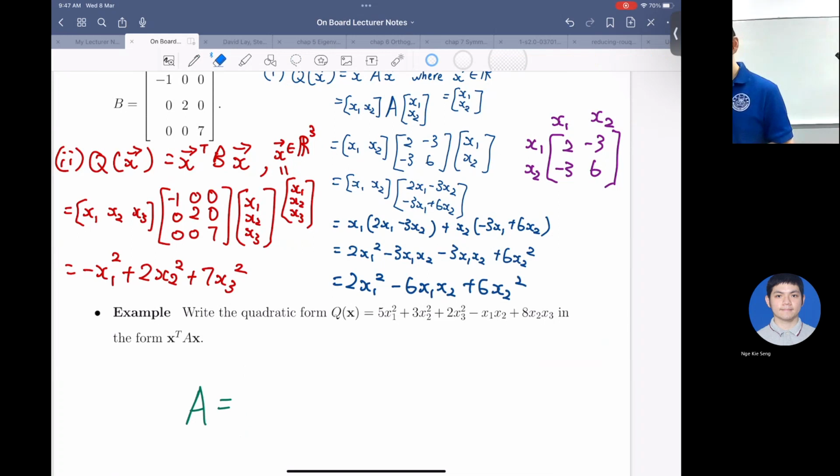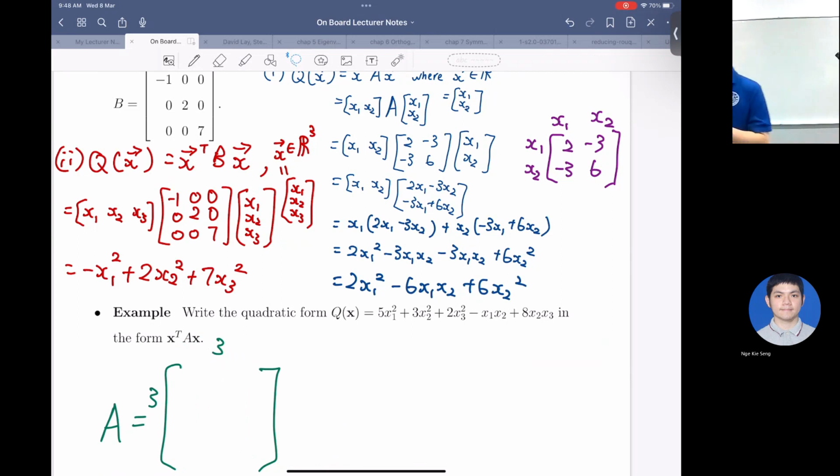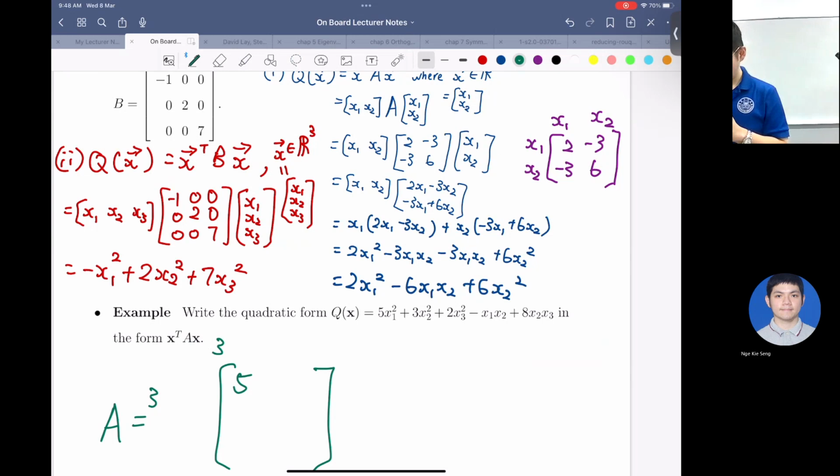First of all, what is the size of A? 3 by 3, right? Because we have x1, x2, and x3 here. So it's a 3 by 3. So what's the thing inside there? What's the value inside the entries? Or maybe you tell me what is on the diagonal first. What's on the diagonal? 5, 3, and 2. Good.